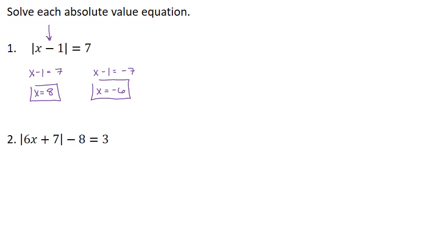What about number 2? The absolute value of 6x plus 7, then minus another 8, needs to equal 3. Well, step number 1 is you got to get the absolute value by itself. So I'm going to move that 8 over to the other side. So this would be the absolute value of 6x plus 7 needs to equal 11. And then just like number 1, I'm going to set up two different equations. I'm going to say that 6x plus 7 equals 11, and 6x plus 7 could also equal negative 11.